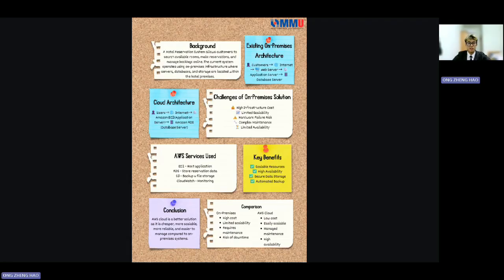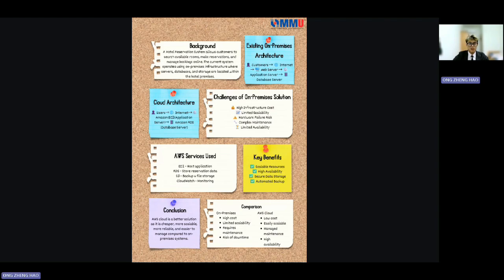Next, for the AWS cloud solution, this option has a much lower upfront cost because it uses a pay-as-you-go model. It is also highly scalable, meaning resources can be increased or reduced easily based on demand. The cloud offers higher availability because of built-in redundancy, so the system is more reliable. In addition, maintenance is mostly handled by AWS, which reduces the workload for the hotel IT team.